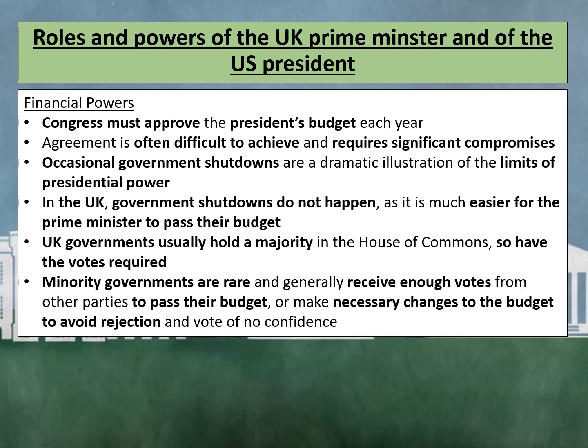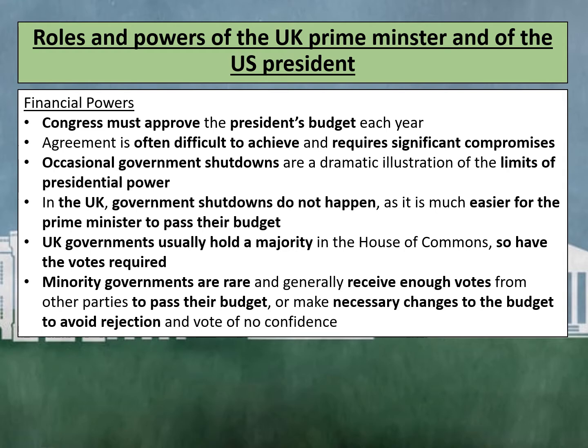Also part of their roles and powers is financial powers. Congress must approve the President's budget each year. The agreement is often difficult to achieve and requires significant compromises. Occasional government shutdowns are a dramatic illustration of the limits of presidential power.